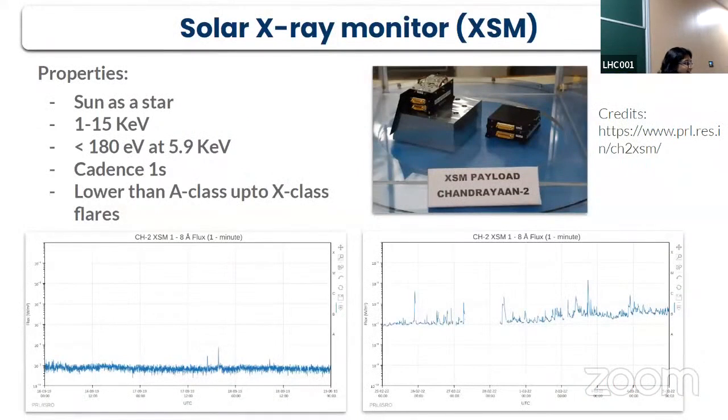I'll first talk about the instrument in brief before proceeding to tell how exactly I have used the data. The X-ray Solar Monitor, XSM, on board Chandrayaan-2 measures the sun as a star in the 1 to 15 kiloelectron volt energy range. It measures the spectrum every second, with an energy resolution better than 180 electron volt at 5.9 kiloelectron volt. Its dynamic range is such that it measures flux from below A class level up to flares of up to X class level. This is currently the highest resolution spectrometer observing the sun in the soft X-ray energy range.